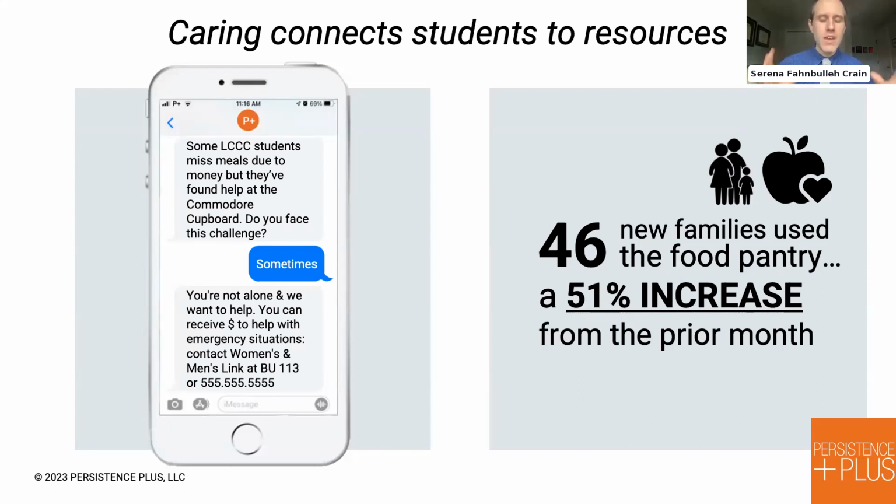And it's really, everything starts from that place of caring, of knowing, well, the school, the people sending these messages really do care about me. And if they're going to tell me about this food pantry, maybe it's something I should check out.